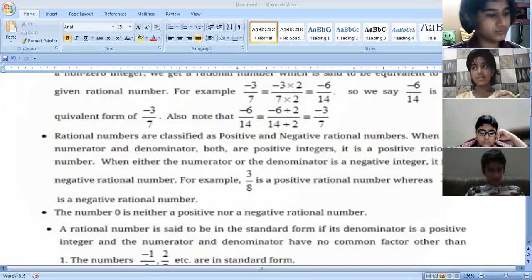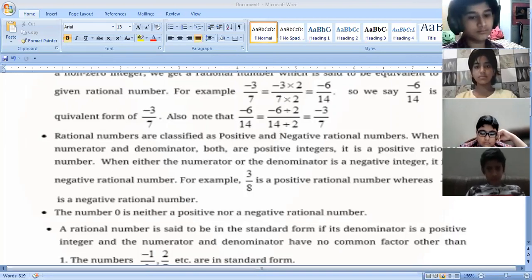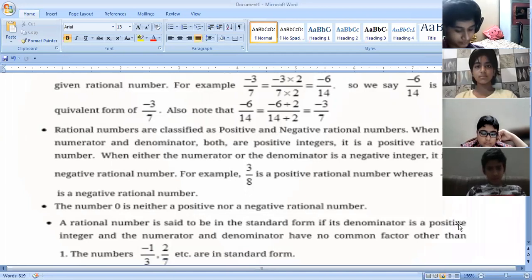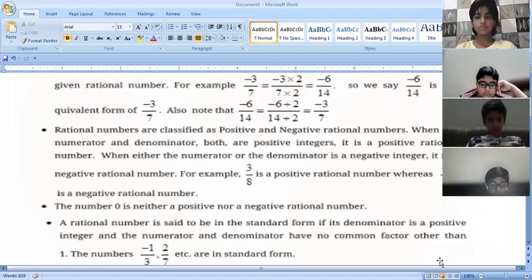A rational number is said to be in the standard form if its denominator is a positive integer and the numerator and denominator have no common factor. Like you are changing the numbers into the lowest form. If it is given minus 2 by 4, you will get minus 1 by 2. So that is your standard form. That means you are changing it into the lowest form. Standard form is lowest form or simplest form, you can say.